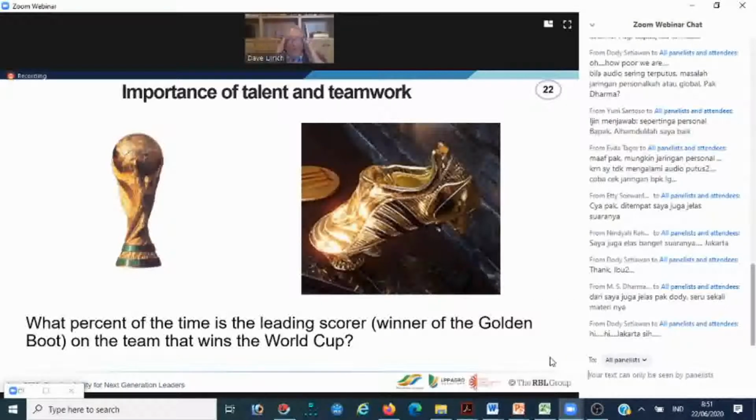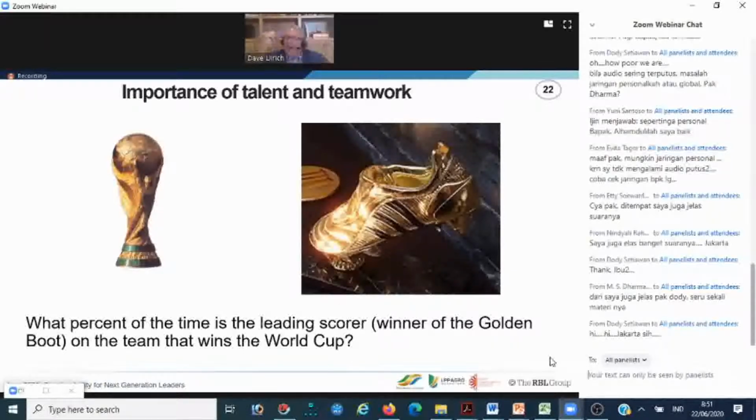That same phenomenon, the organization is more important than the individual, is true in sports. I know Indonesia, I don't think Indonesia has yet won the World Cup. In fact, that was kind of a joke. That's not Indonesia's forte, that's not your strength.